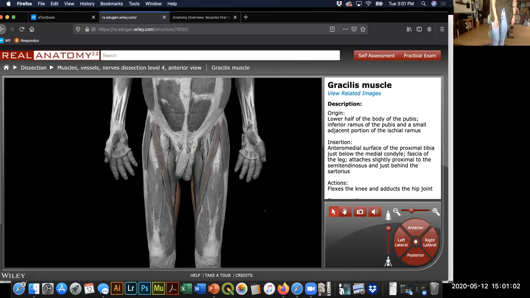Your Sartorius is also a synergist for abducting your leg, and your Gracilis is going to be adducting your leg, so adding it back to the midline. Moving away from the midline, Sartorius; adducting to the midline, Gracilis, which is on the inner thigh, okay?